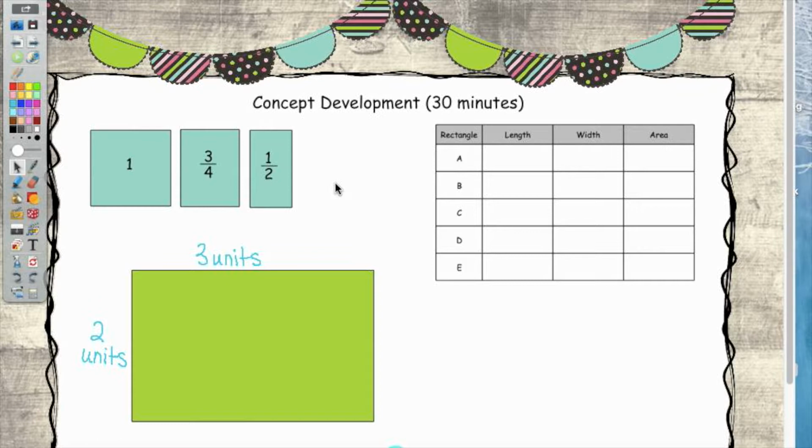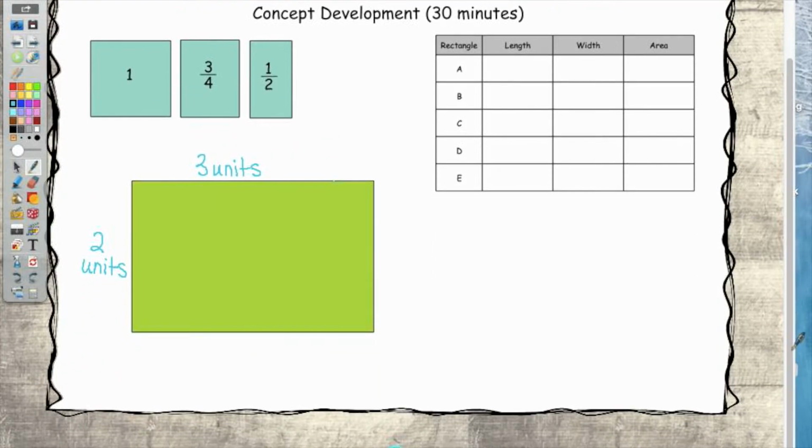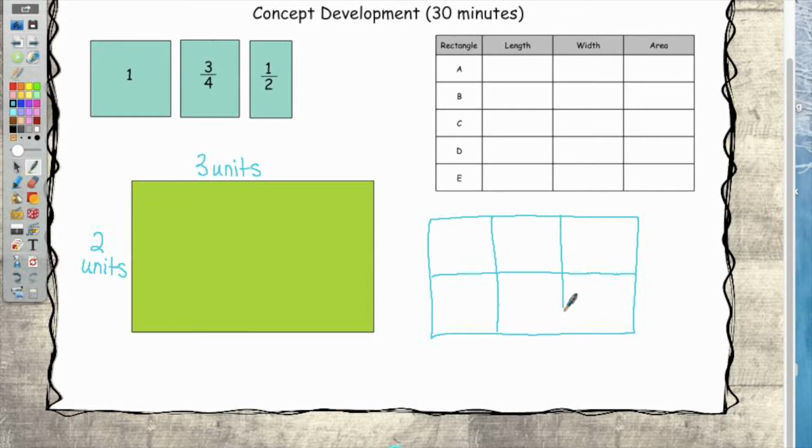Okay, now here's what I want you to draw. Over here to the side, I'm going to draw it for you. I want you to make a rectangle. And that was a total of 6 square units, wasn't it? So divide your rectangle like this. And each one of these is 1 unit squared. So I want to write 2 units by 3 units.